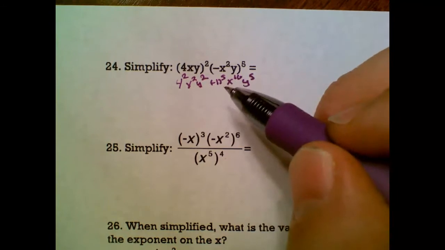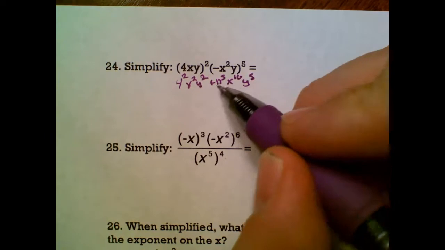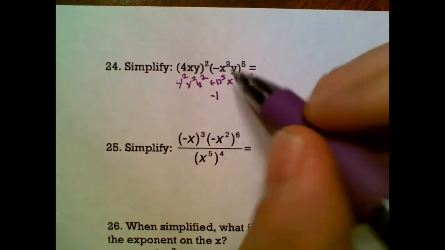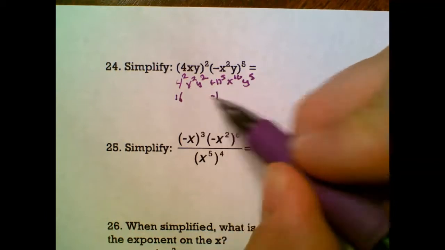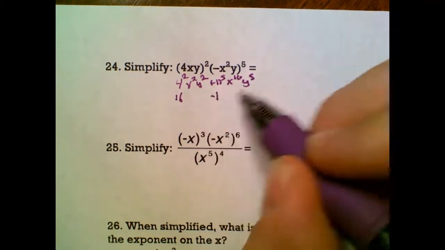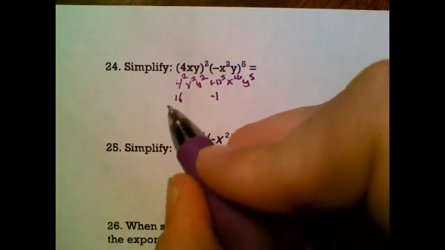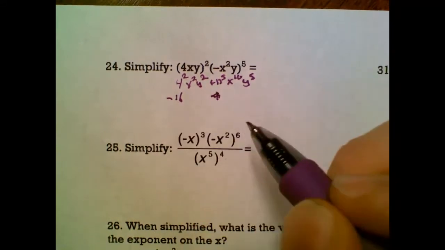Negative 1 times 1 is positive 1. Times 1 is negative. Times 1 is positive. Times 1 is negative. So we got negative 1 there. It's negative 1. And then we got 4 squared, that's 16. And if you bring these together, if you multiply it, this is just negative 16. Okay, so we'll take care of that.